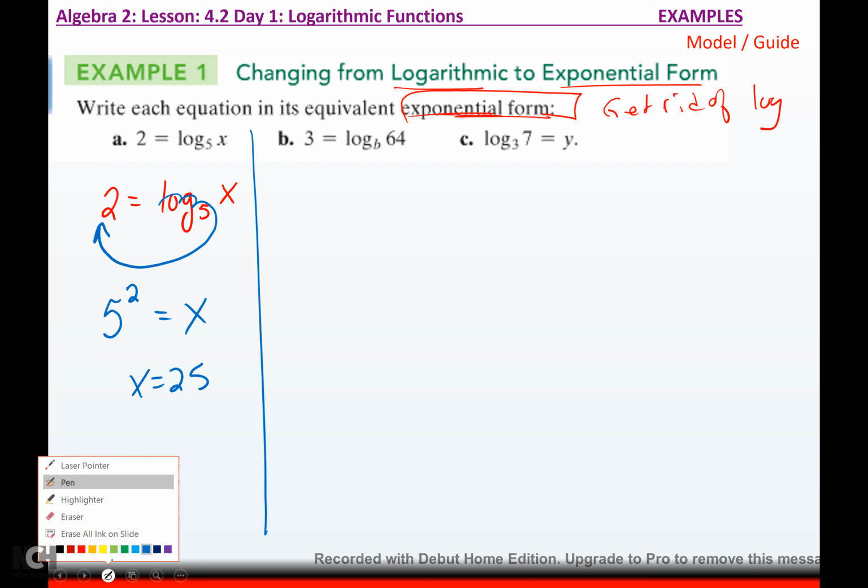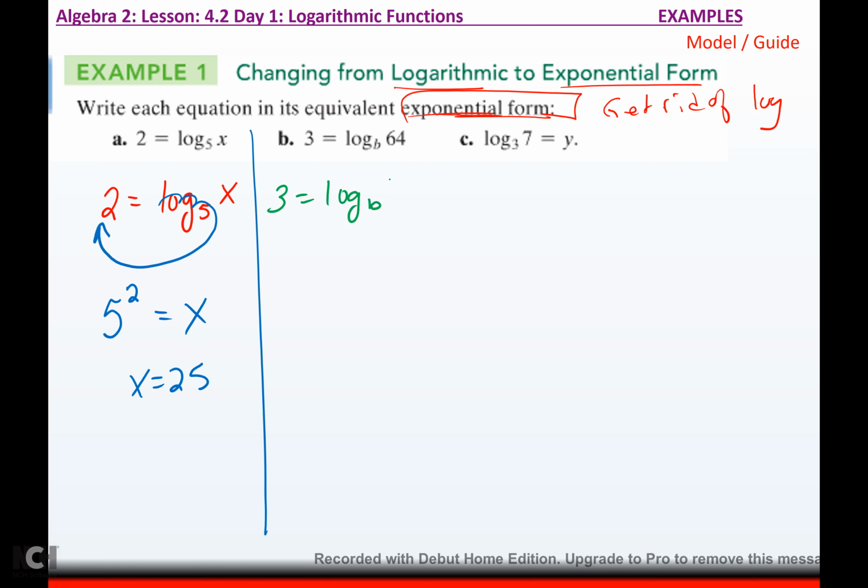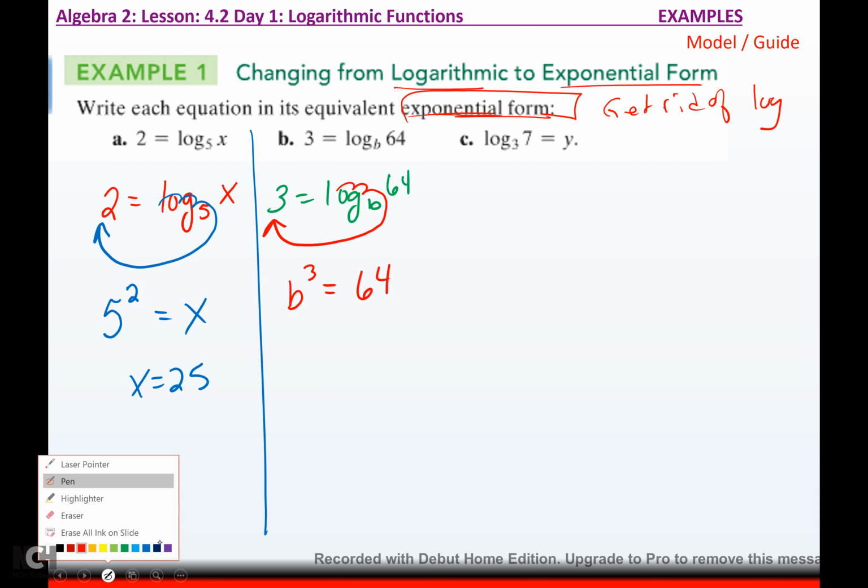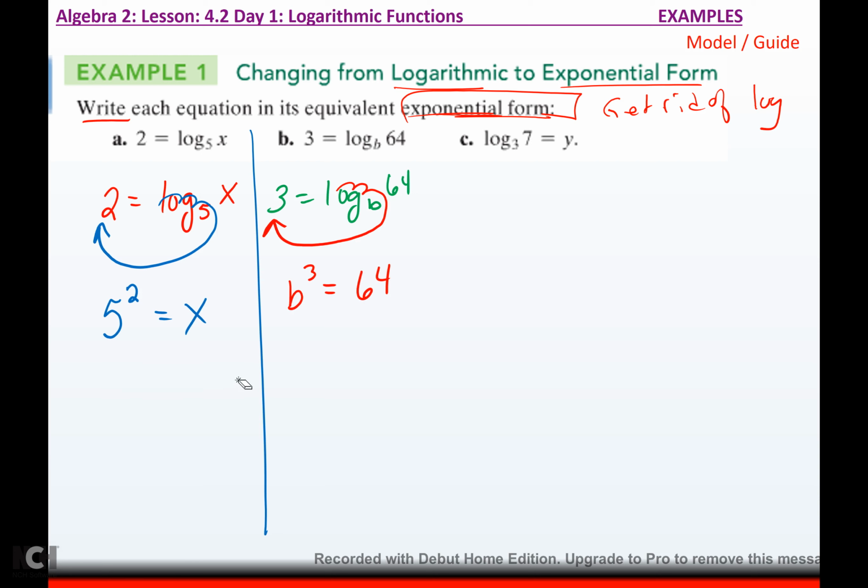Okay, on b, I've got 3 equals log base b of 64. They want exponential form, which means get rid of the log. So when the log rolls over, the bug moves over. So this becomes b to the 3 equals 64. So if I'm trying to solve for b, oh, sorry, I'm not solving. It just said write them in exponential form. You're done. They don't want you to actually solve them.